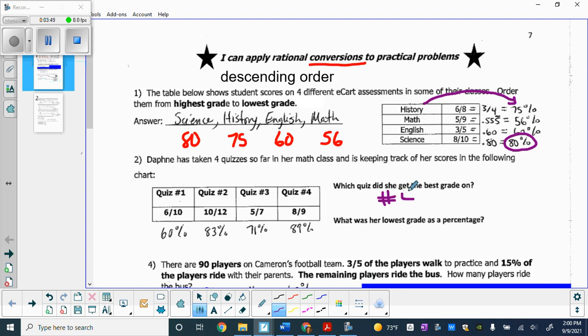And some of you might have been able to look at that and say, oh yeah, so like here she missed 4. Here she missed 2, here she missed 2, and on this one she only missed 1. So yeah, that's the best grade. And for lowest, it looks like right here, quiz 1, starting out, the first one, that's the lowest one.